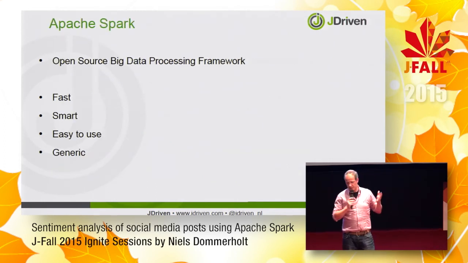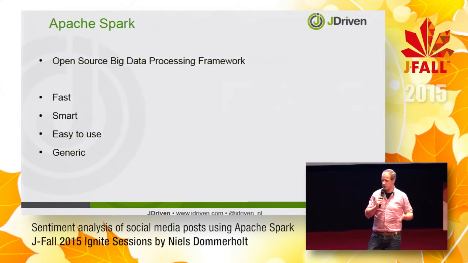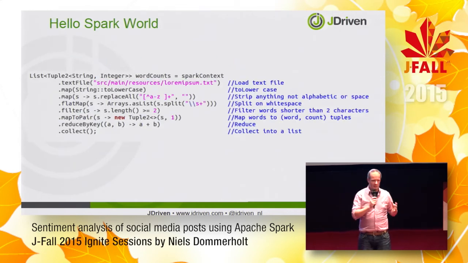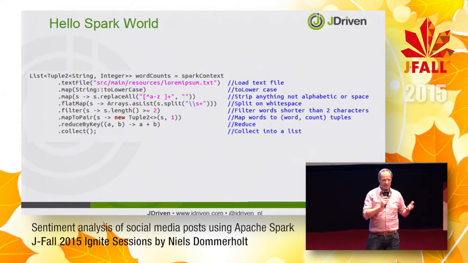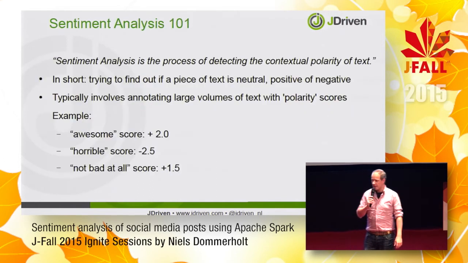So I took one of the open source big data processing frameworks, Spark. It's easy to use, it's smart, generic enough for me to do the analysis, and it's very, very fast. Just to give you a short example of what it does, this is basically the hello world of Spark. It just counts the word occurrences in a stream. Looks familiar to you, probably, if you've used Java 8 streams already.